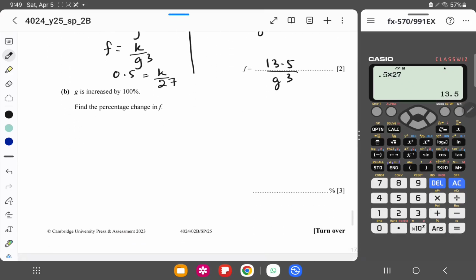G is increased by 100%. It means that it gets double. Okay, so f is inversely proportional to g cube. F is equals to 13.5 upon g cube.